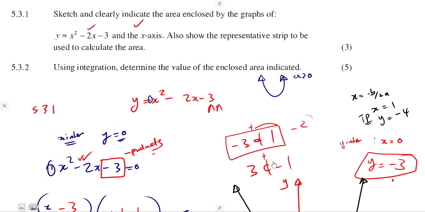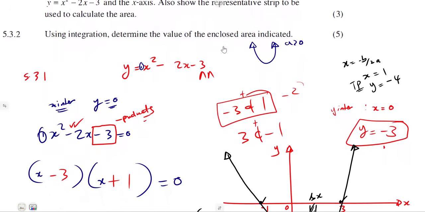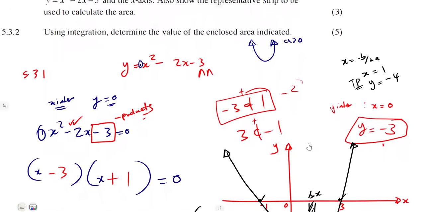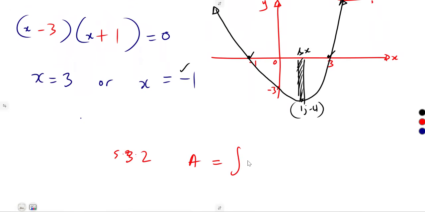5.31. 5.32, using integration now, determine the value of that enclosed area, the one that you indicated, all right? The one that is covered by the what? The graph and the x-axis. So it is this region enclosed. So calculate the area, guys. So calculating the area, we can do it, yes, using our integral. Remember, area is the integral of y with respect to x from a to b as our limits. Y is a function of what? Is a function of x.